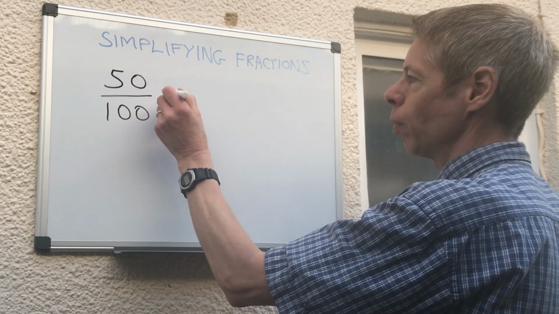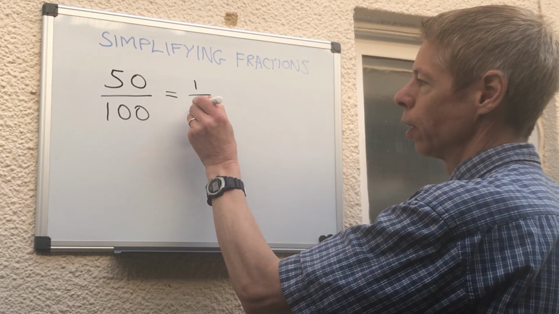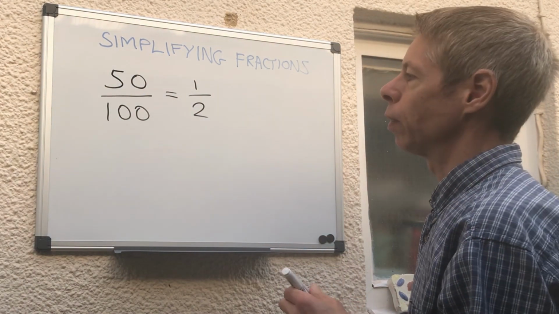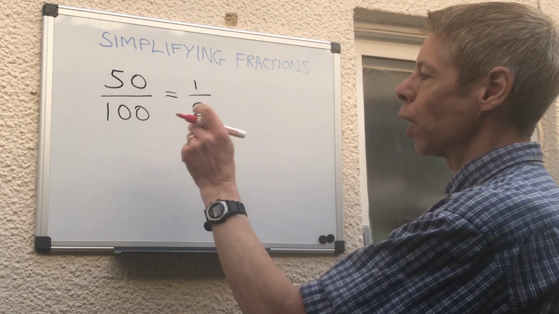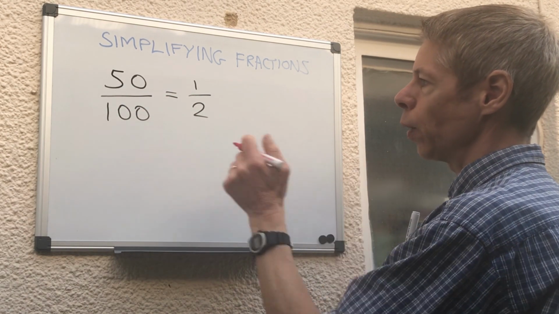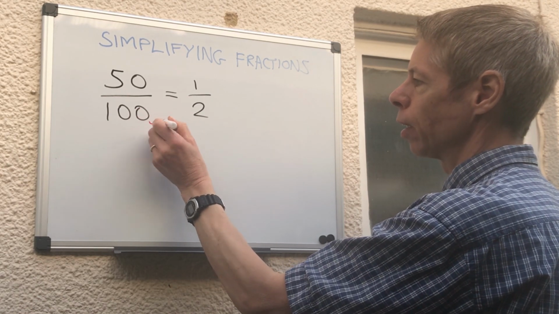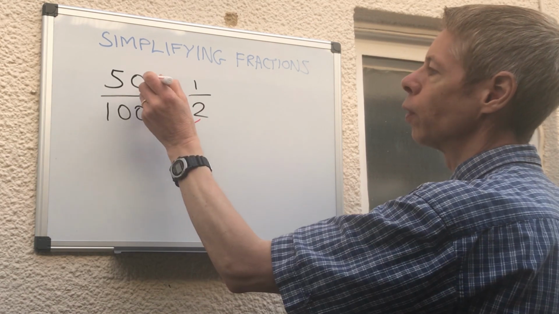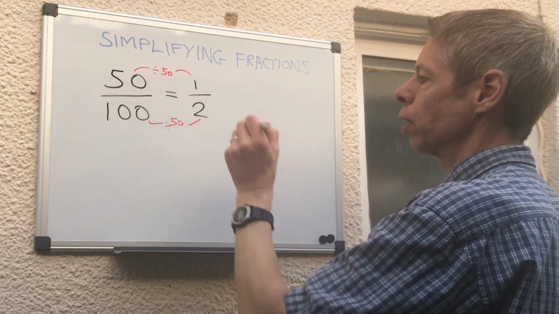That's quite large numbers there, and actually you probably already know that 50 over 100 is equal to a half. If you didn't know that, well, how do we work it out? Simplifying fractions. So the idea is, we're trying to get these numbers smaller. So if there is a way that we can change that number by dividing it, obviously we can divide 100 by 50 and that will give us 2, and we can divide 50 by 50, which will give us 1.